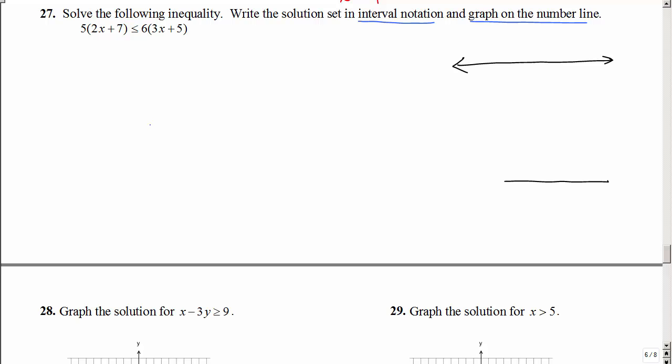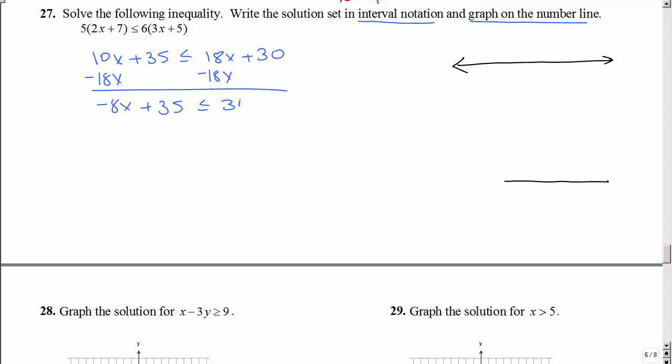So how do we solve it? We solve it just like an equal sign. We're going to distribute. Now we need to put our x's on one side and numbers on the other. So this is really a review from the previous math class. So we would have negative 8x plus 35 less than or equal to 30. Subtract 35.